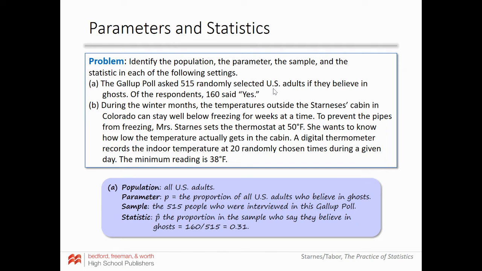For my sample, I sampled 515 people, and they were interviewed by the Gallup poll. So that's what I know my sample is. Really, it should be 515 U.S. adults interviewed by the Gallup poll. And then the statistic from that sample, 160 said yes. So my statistic, which I'm using to estimate my parameter, the true proportion of all U.S. adults who believe in ghosts, is p hat, the proportion in the sample who say they believe in ghosts, and it is 160 out of 515, or 0.31.